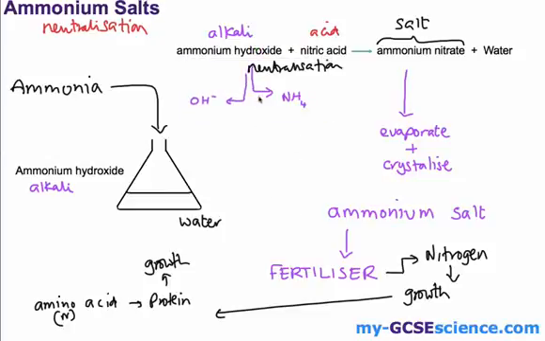And the last thing I want to briefly mention, which I forgot to show you, is that when we have ammonium hydroxide in a solution, we have OH minus ions, hydroxide ions, and we have ammonia. So the OH minus is what causes the substance to be alkaline.